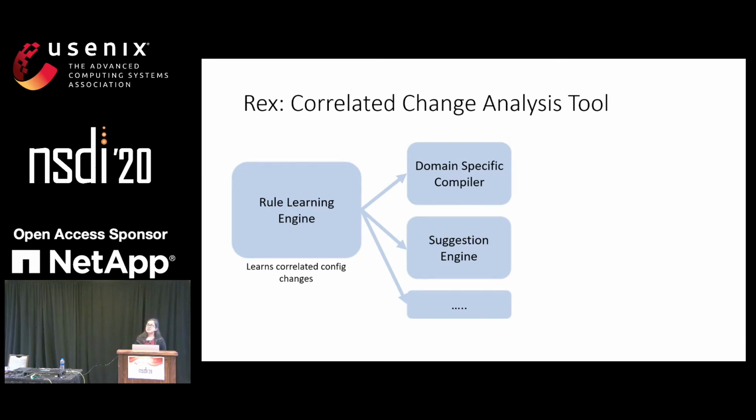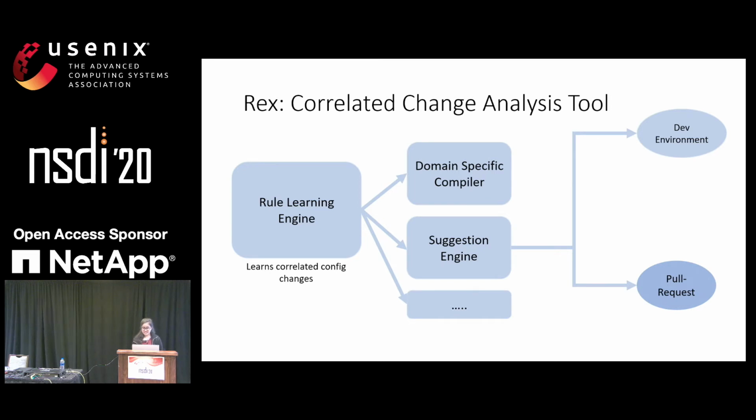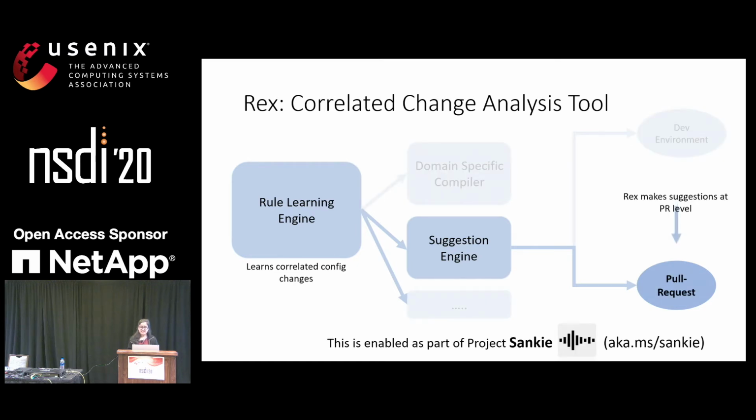These suggestions can be made in a development environment when the developers are actually making changes in a code editor, or at the pull request level when the developers have committed the changes. Currently, Rex is deployed as a suggestion engine that makes recommendations at pull request level, and it is enabled as part of a bigger project within Microsoft Research called Sankey.